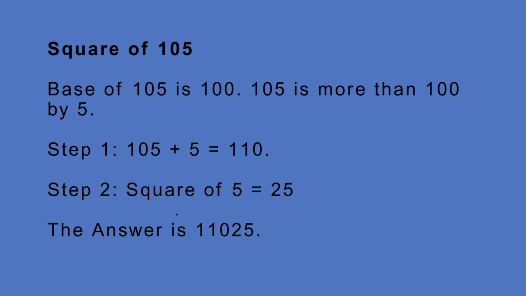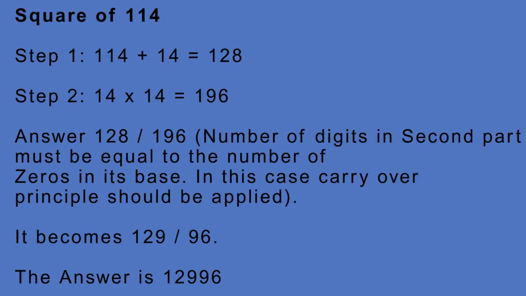Example 1, square of 105. Base of 105 is 100. 105 is more than 100 by 5. Step 1: 105 plus 5 equals 110. Step 2: square of 5 equals 25. The answer is 11,025.